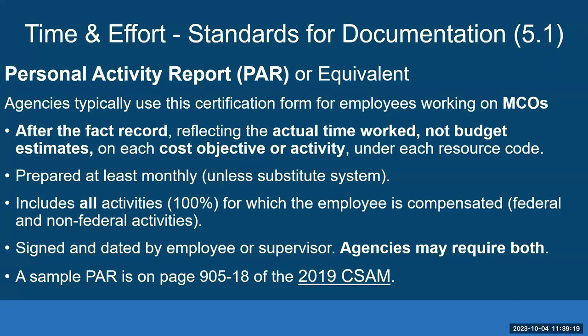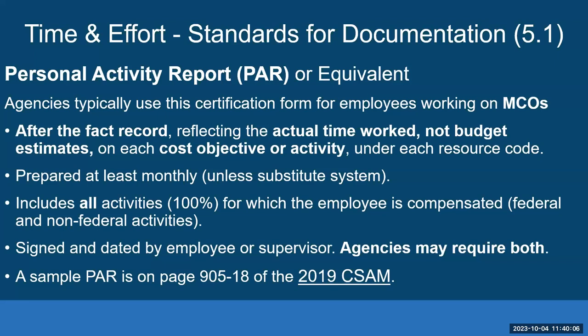The elements for this certification are that this is an after-the-fact record, as in after the employee performed the activity, reflecting the actual time worked, not budgeted estimates, on each cost objective or activity under each resource code. It is prepared at least monthly, or a substitute system, and includes all activities for which the employee is compensated, 100% federal and non-federal. Again, it is signed and dated by the employee or supervisor. The agency might require both. This is a strong internal control again.